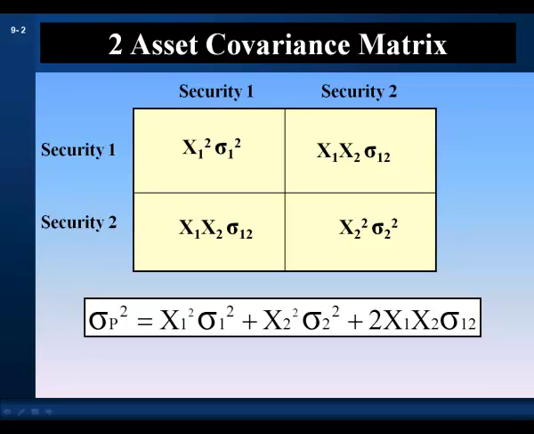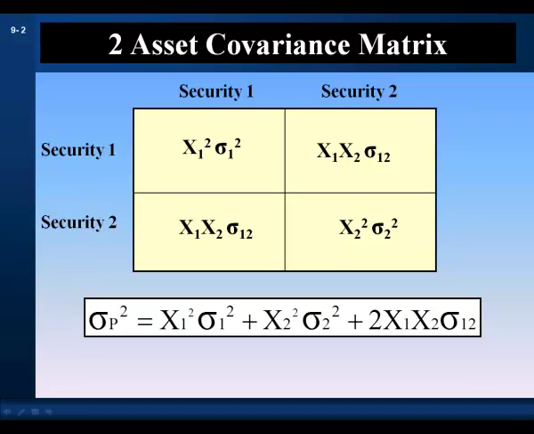Previously, we calculated the portfolio variance using state contingent returns. Now we'll recalculate portfolio variance using a method that explicitly considers a correlation between the securities in the portfolio. This method involves constructing a covariance matrix. For a two-asset portfolio, we construct a 2x2 matrix. For a three-asset portfolio, we construct a 3x3 matrix. For an n-asset portfolio, we construct an n-by-n matrix.